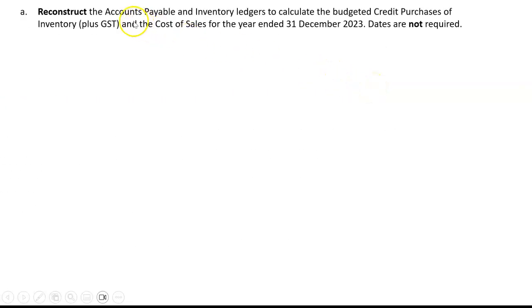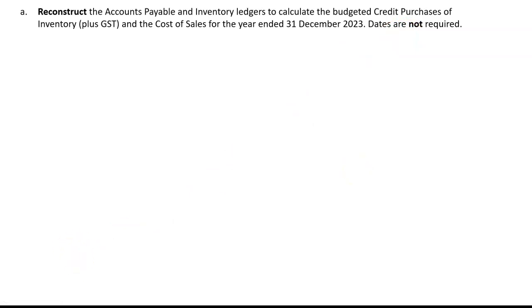It says, reconstruct the accounts payable and the inventory ledgers to calculate the budgeted credit purchases of inventory plus GST and the cost of sales for the year ended 31st of December 2023. And remember, when we're doing budgeting, the dates are not required. The dates are irrelevant.